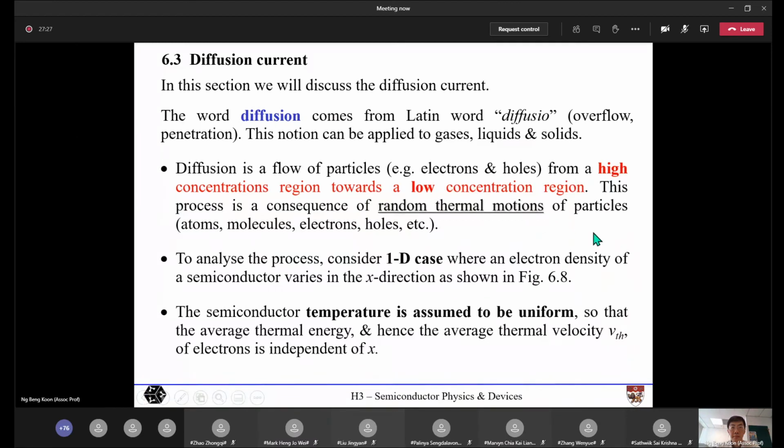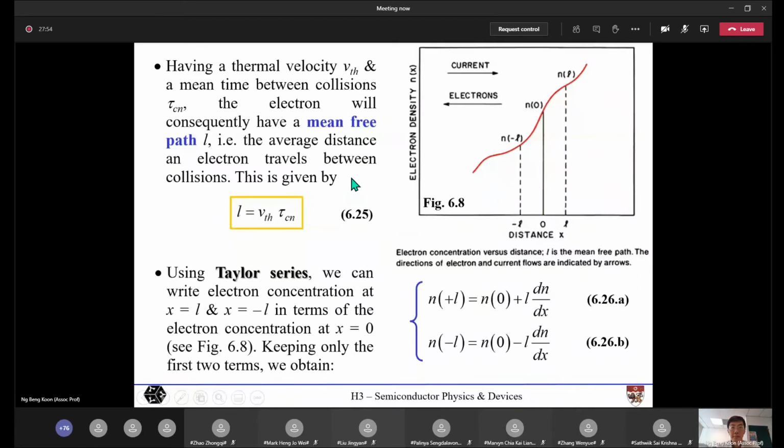To analyze this and come up with an equation to describe the diffusion current, like what we did for the drift current, we would similarly consider a one-dimensional case in a semiconductor. Of course, in this discussion, we are also assuming that the temperature in the semiconductor is uniform, so that the thermal energy that carriers have everywhere is the same. So how do we derive this diffusion current density in your semiconductor?